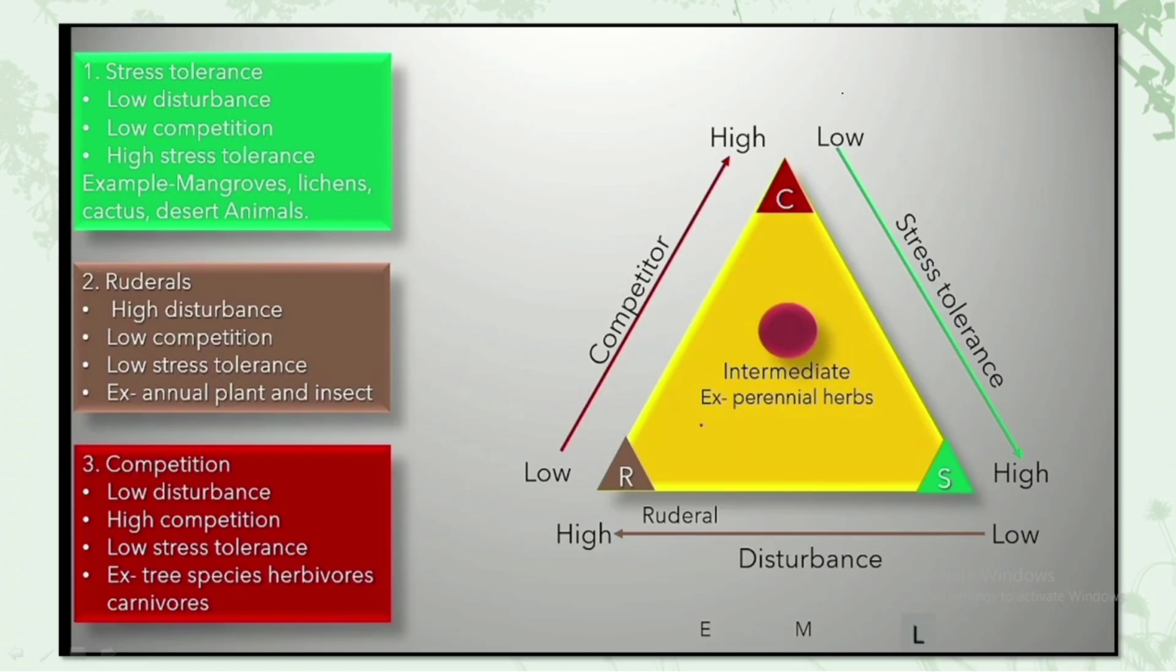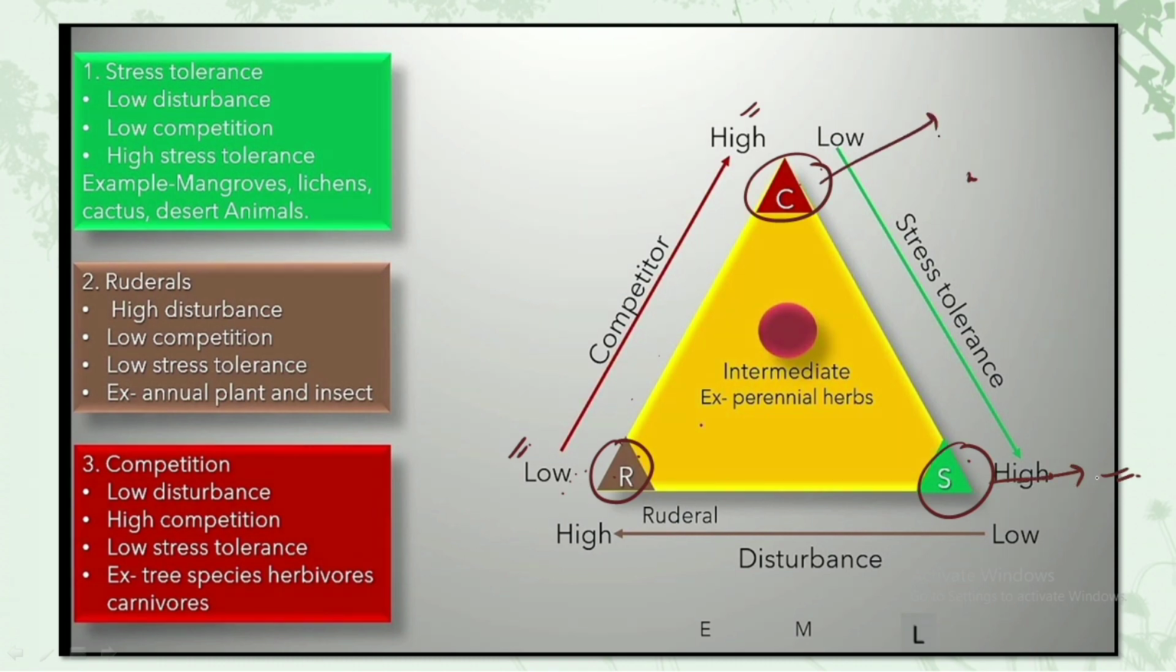So now we have to understand about this. We have just discussed that on the one side we have the competitors, then we have the stress tolerators, and the third one are the ruderals. So towards the ruderal area we have low competition, and as we move towards the competitors there occurs more competition. There is low stress in the competitors area, and as we move towards the stress tolerators there occurs more stress. Then we have the disturbance being the third factor, which is low in the stress areas and higher in the ruderal areas.